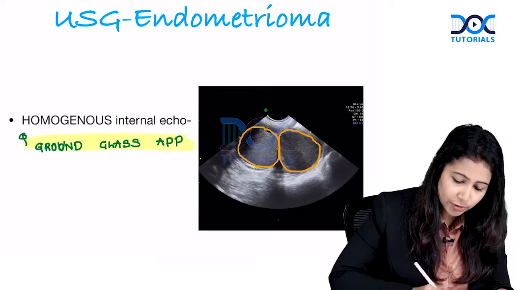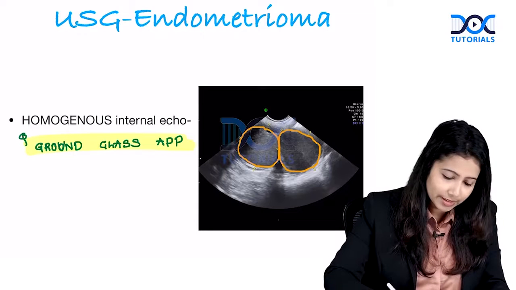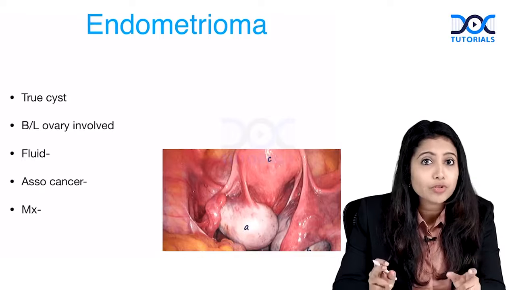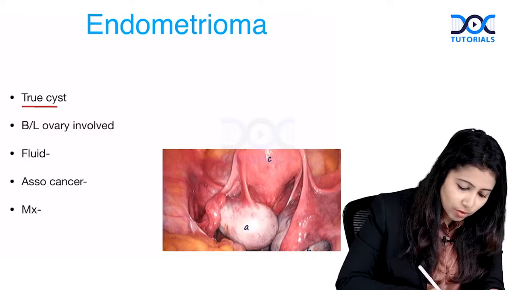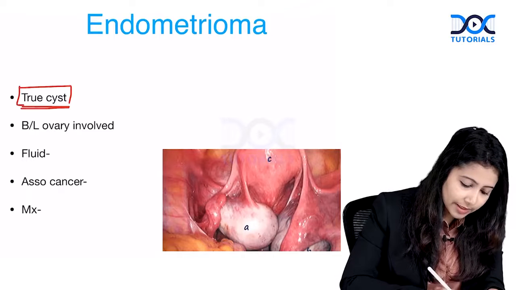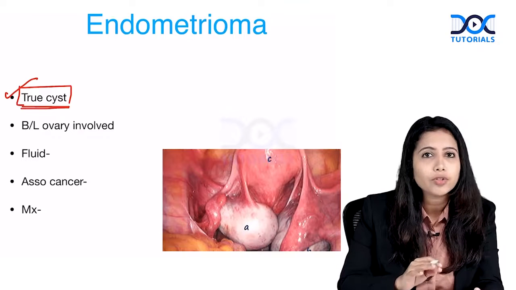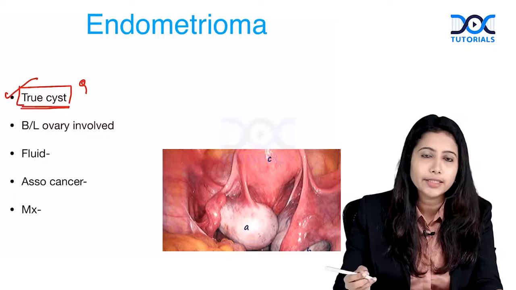So, in endometrioma, you can see a ground glass appearance. Alright. Now, let's discuss a bit more about an endometrioma. Endometrioma is considered a true cyst, and it usually involves both the ovaries. The bilateral ovaries are involved in this case.